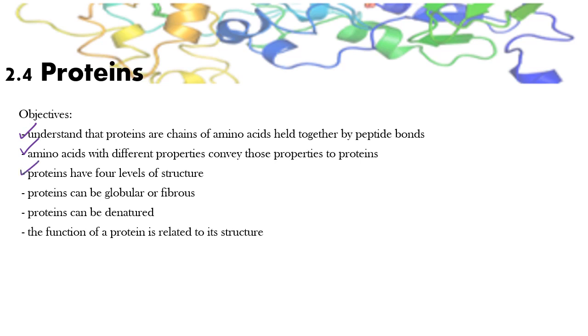Proteins have 4 levels of structure: primary, secondary, tertiary, and quaternary. Proteins can be globular or fibrous. This is all about their shapes. Proteins can be denatured. This is when we basically unshape the shapes. And then the function of a protein is related to its structure.